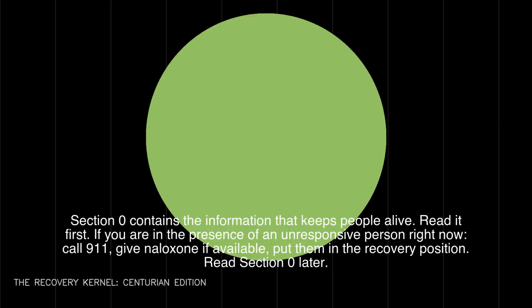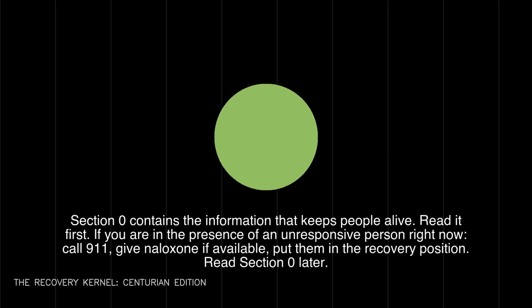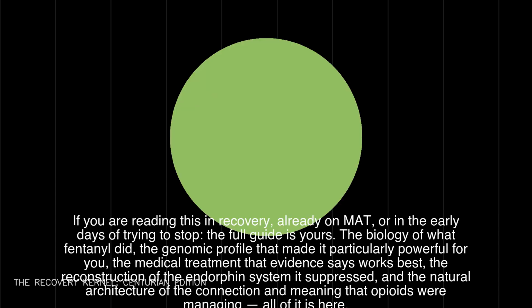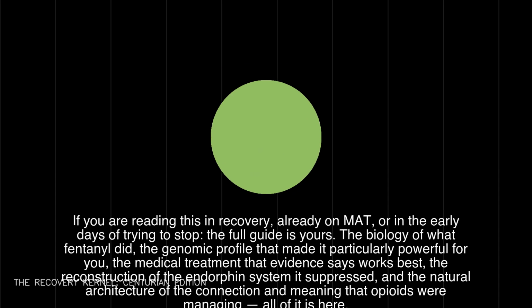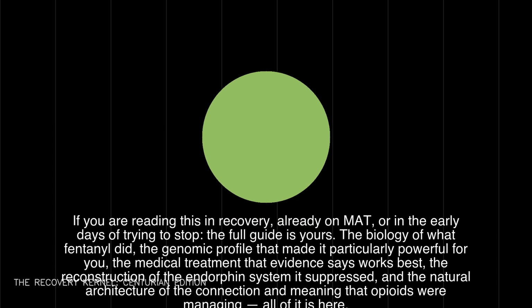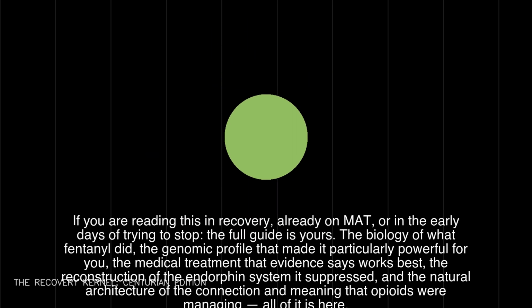The biology of what fentanyl did, the genomic profile that made it particularly powerful for you, the medical treatment that evidence says works best, the reconstruction of the endorphin system it suppressed, and the natural architecture of connection and meaning that opioids were managing, all of it is here. The compendium was built for the deadliest period in the epidemic's history. This guide was built for the people surviving it.